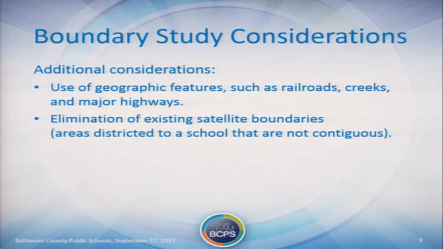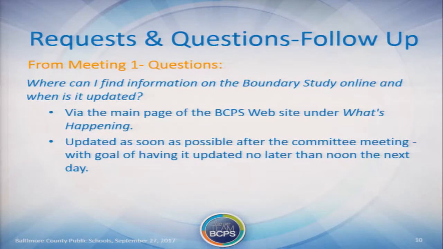Some additional considerations: look at the geographic features such as railroads, creeks, and major roads when you're developing or moving planning blocks. The other one is elimination of satellite areas, which are areas that are not contiguous to the boundaries. This was a practice done back in the 70s, but we don't have to consider that one in this process.